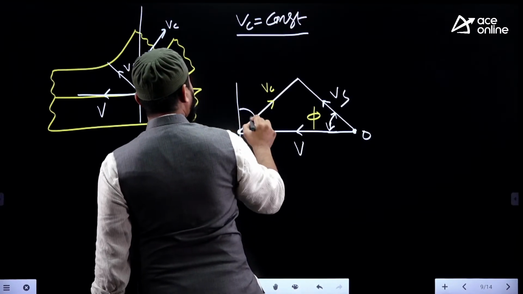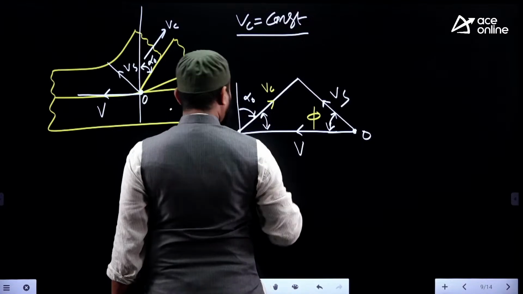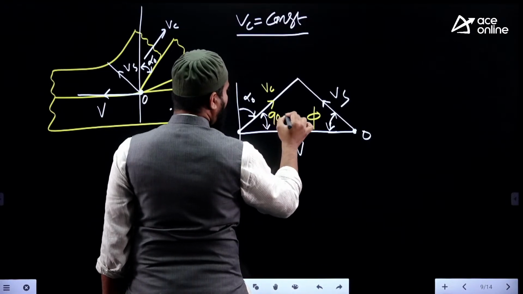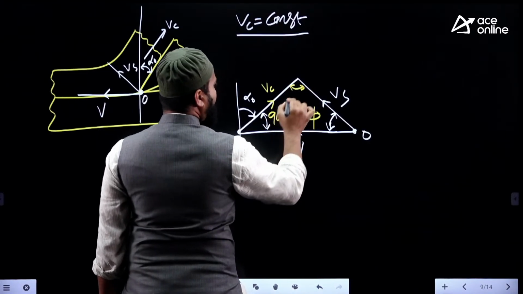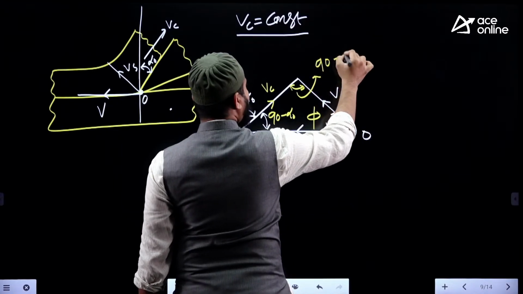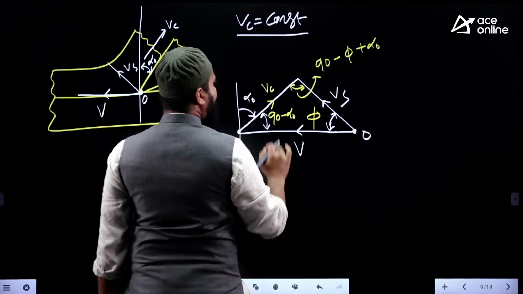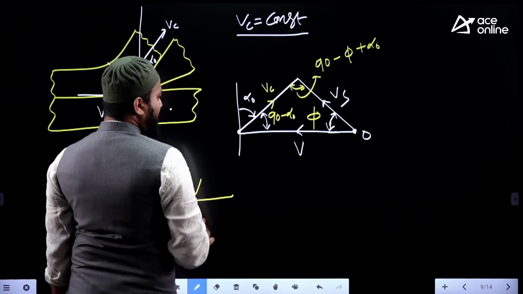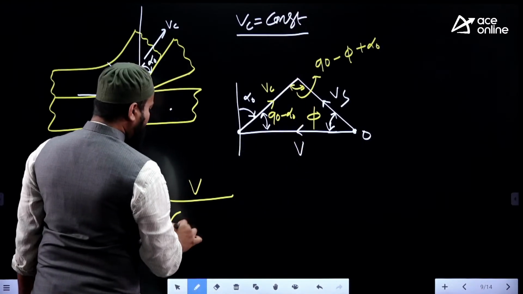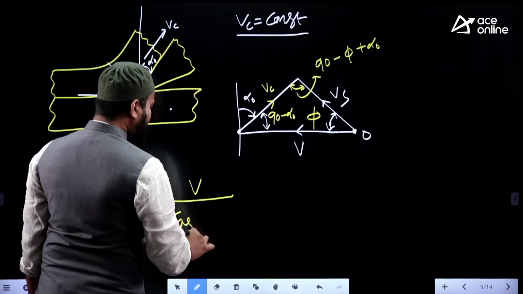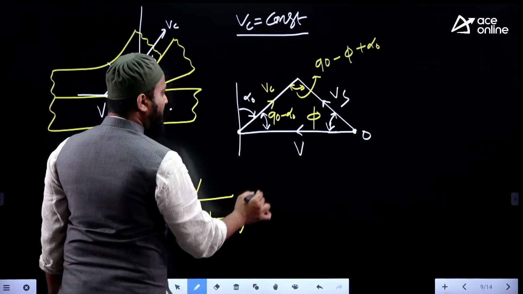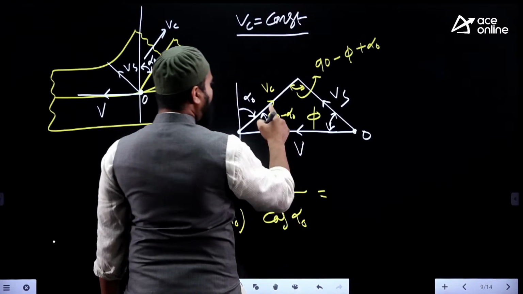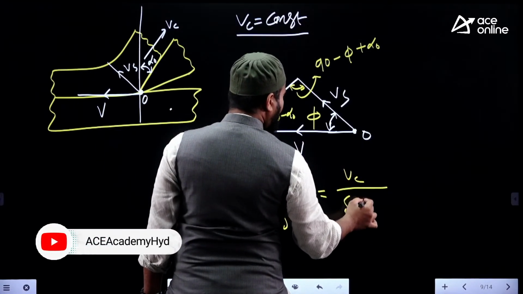So here also, when this is an orthogonal rectangle alpha, then the remaining will be 90 minus alpha. So when this is 90 minus alpha, then this will be 90 minus phi plus alpha. So alpha and phi get cancelled, 90 plus 90, 180. So the sine rule will provide the relation between all three velocities. That will be V by sine of 90 minus phi plus alpha, which is cos phi minus alpha, equal to Vs by sine of 90 minus alpha, which is cos alpha, equal to Vc by sine phi.